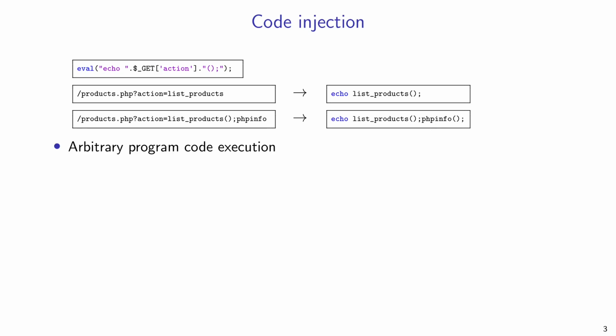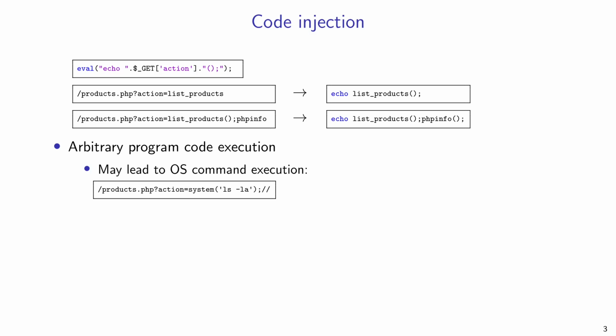The impact is arbitrary program code execution, which may also lead to operating system command execution if the dangerous functions listed on the previous slide are not disabled in the server configuration. For example, by passing this type of value, the attacker could execute an operating system command. This will be the PHP code that gets executed, and as you can see, here we used forward slashes to comment out the code that follows the injection point.